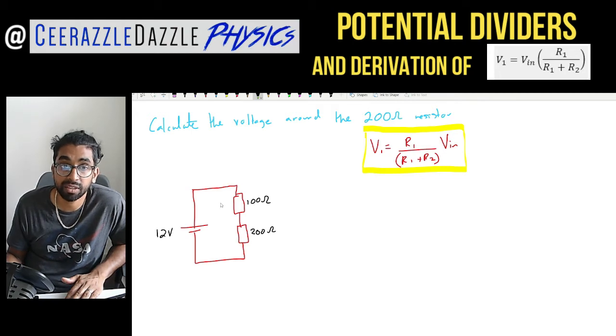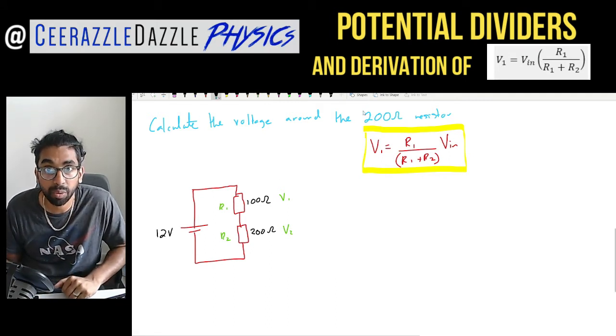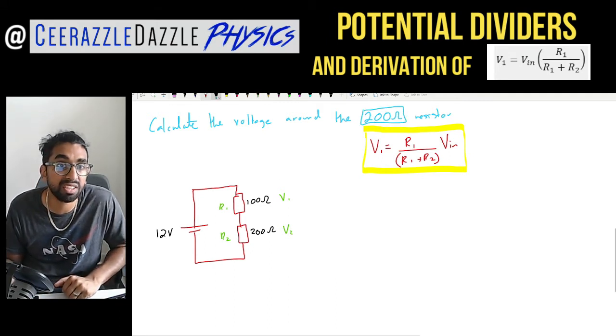First of all, let's label it. So this one is going to be R1, this one's going to be R2. This is therefore going to be voltage 1 across this resistor over here, and voltage 2 across this resistor over here. Right, so we're trying to find out what this one is. Yes, so 200 ohm resistor, so it's R2. So it's R2 we're looking for.